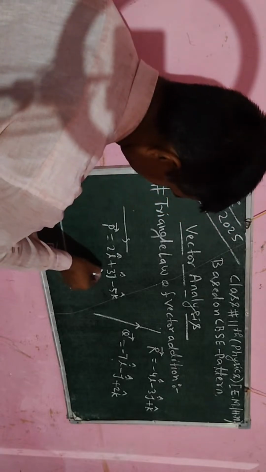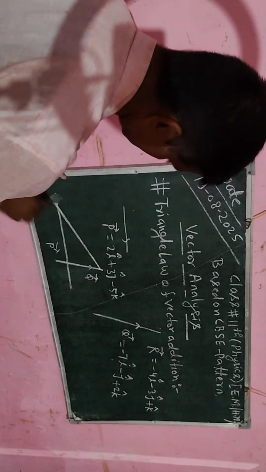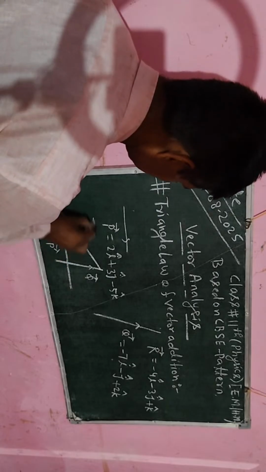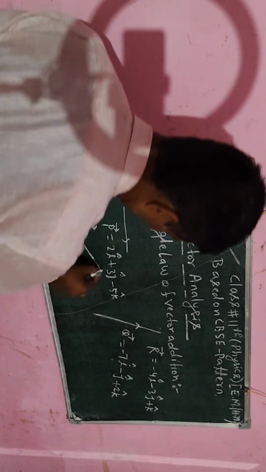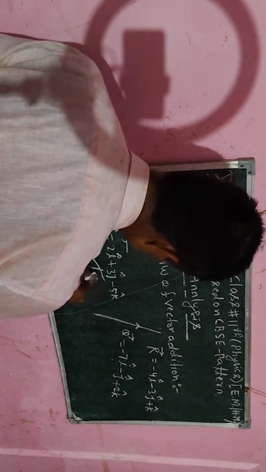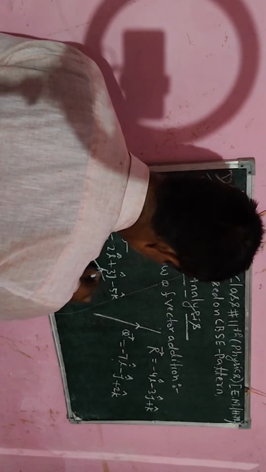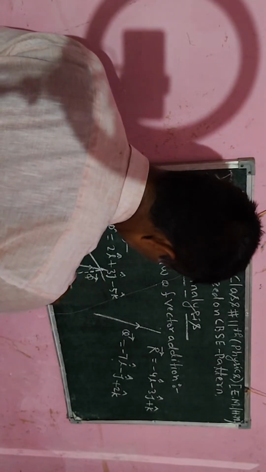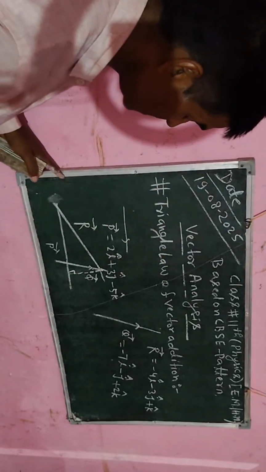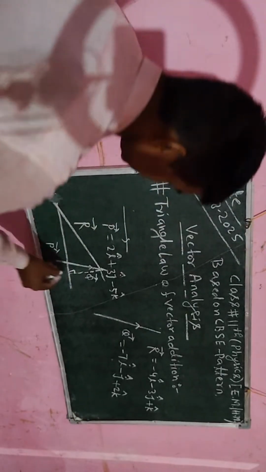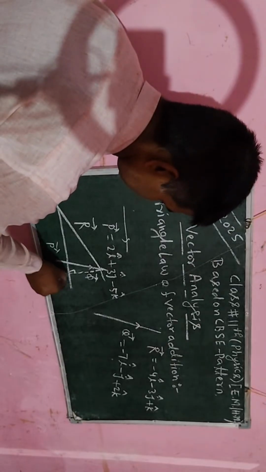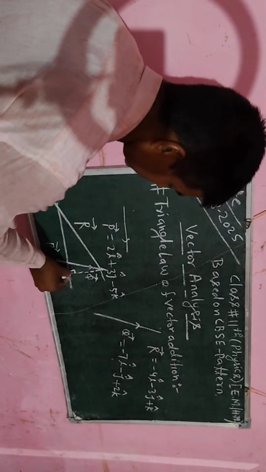Now we have to get a resultant vector. So this will be the resultant vector. Now further I will extend this line, and also from this line I will draw a perpendicular on the vector P. So here will be the perpendicular. It means this perpendicular intersection point is here.